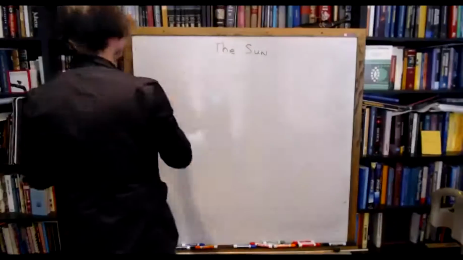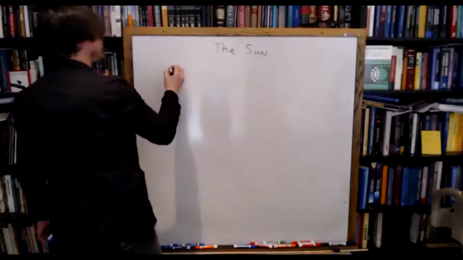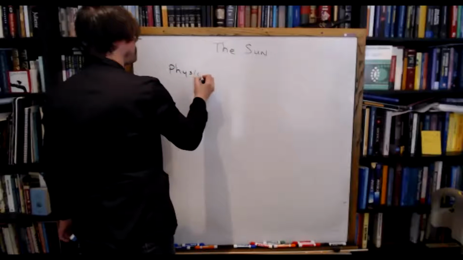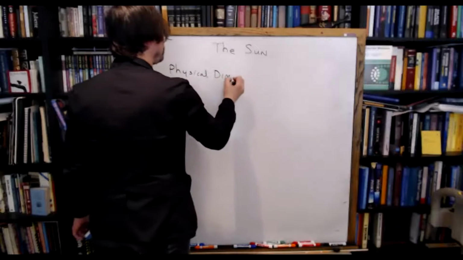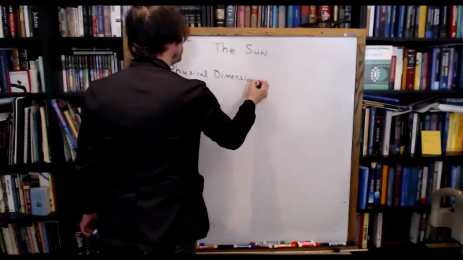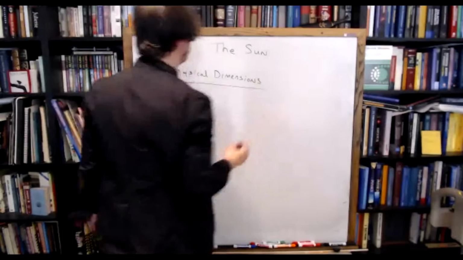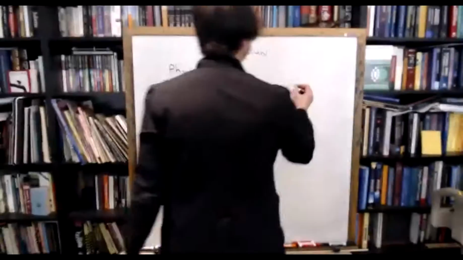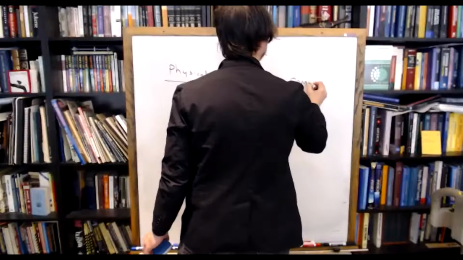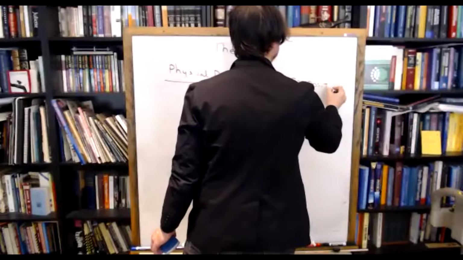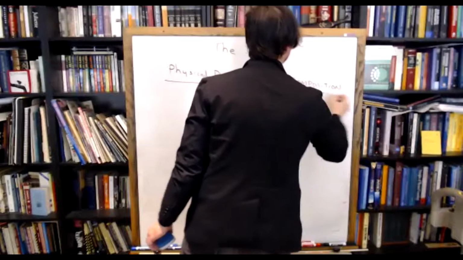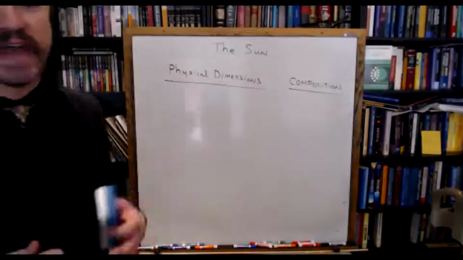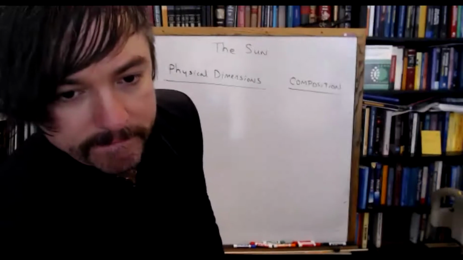Two starting facts of the sun are, one, its physical dimensions. And these are numbers that do not change. They're sort of fixed constants associated with the sun. And the other thing that we want to talk about is the composition of the sun. These are just some basic facts that we need to start out with.